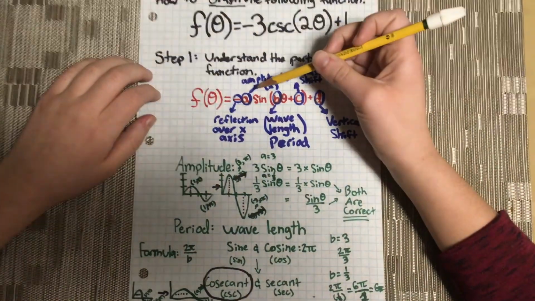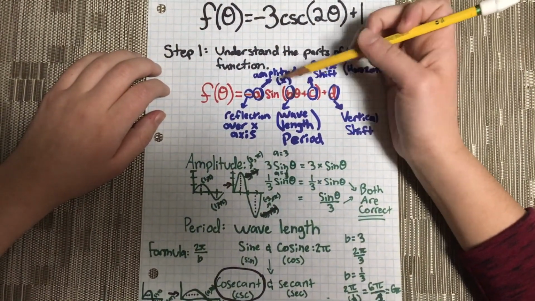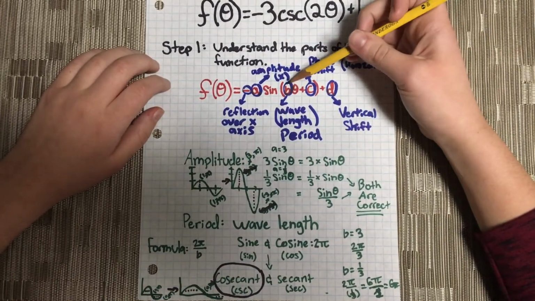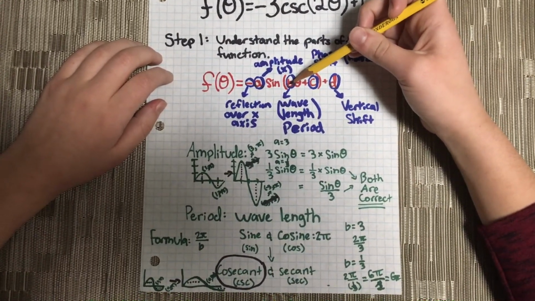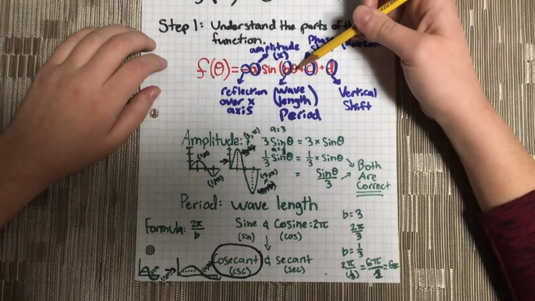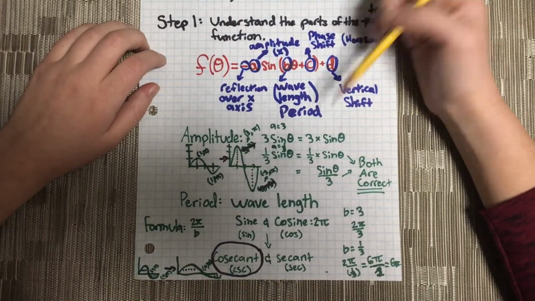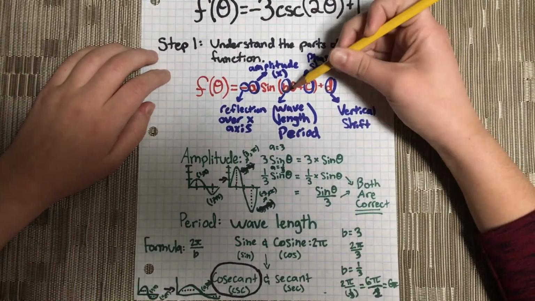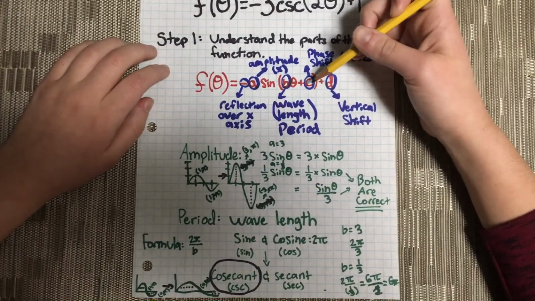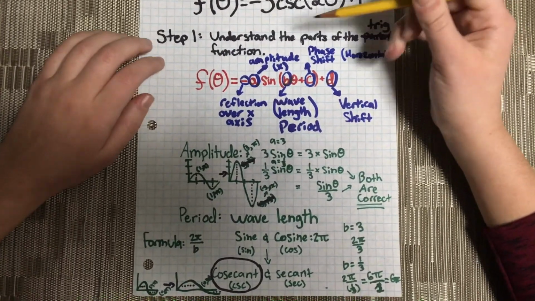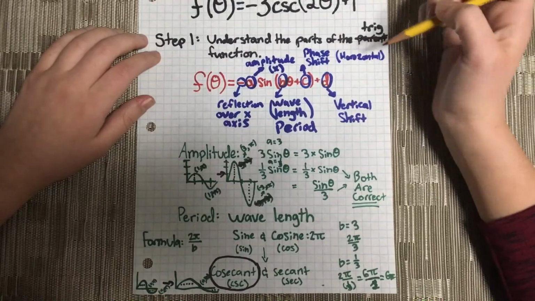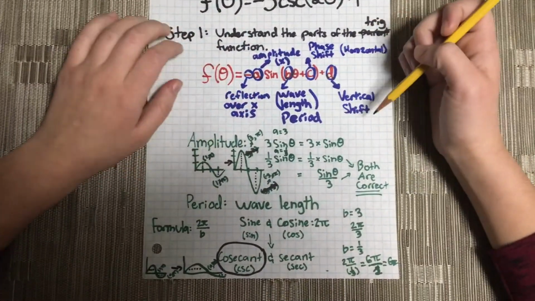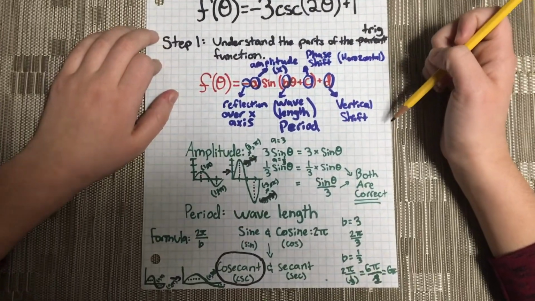This a in front of the trig function is the amplitude, which will be explained a little bit later. The number in front of the theta is the wavelength, or more commonly known as the period. The number added onto the theta is the horizontal shift, also known as the phase shift. And the number added onto the entire function is the vertical shift.